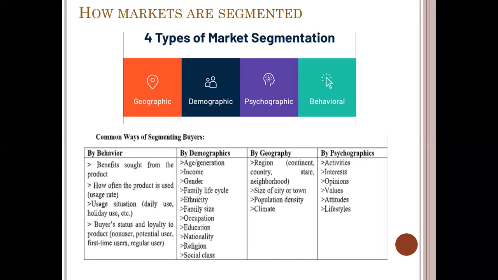Gender is also another way to segment customers. Men and women have different needs and also they shop differently. Consequently, the two groups are often, but not always, segmented and targeted differently. Family life cycle is also another way to segment consumers because it refers to the stages families go through over time and how it affects people's buying behavior.